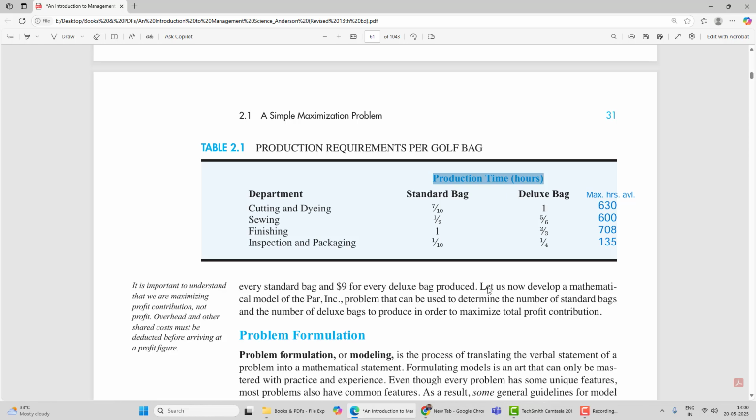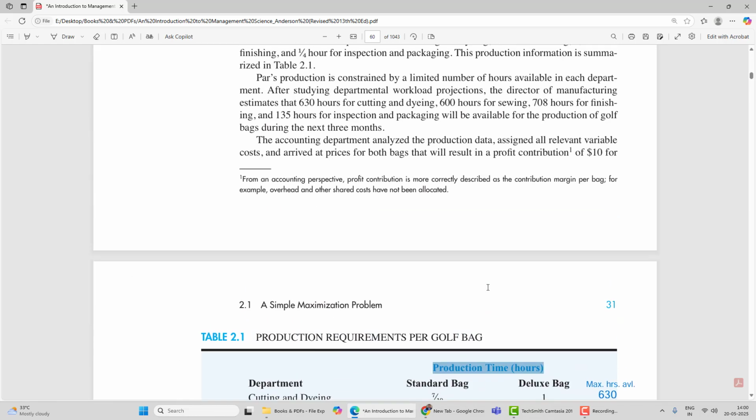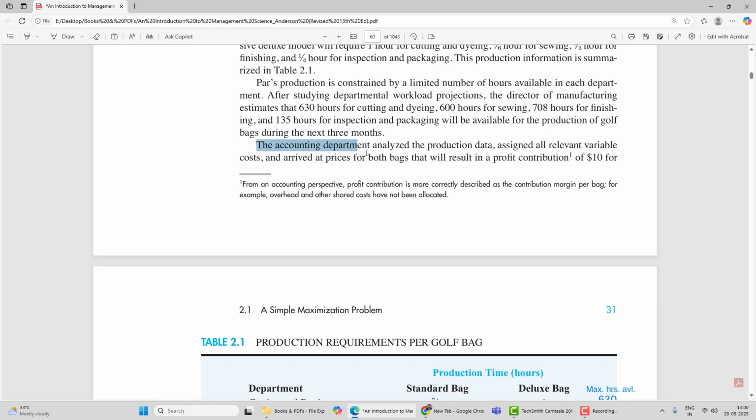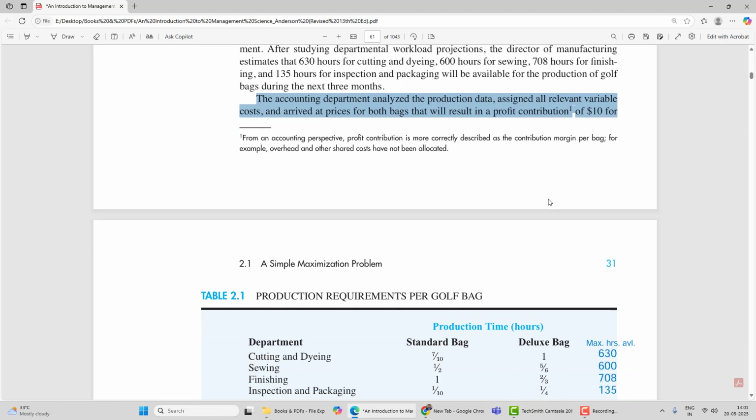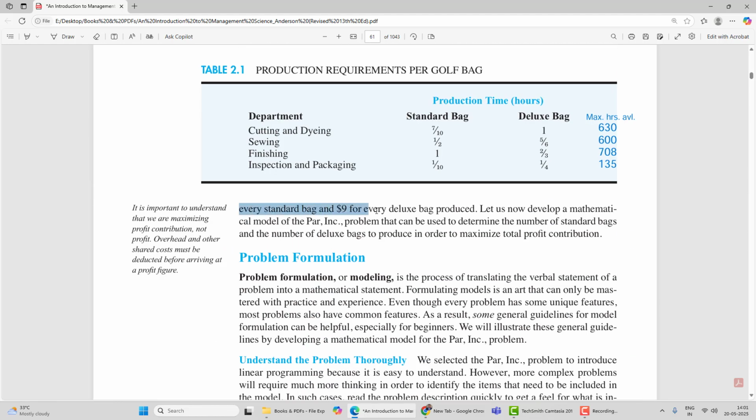Now, another piece of information they have given is about profitability. The accounting department analyzed the production data, assigned all relevant variable costs, and arrived at prices for both the bags. That results in a profit contribution of $10 for every standard bag and $9 for every deluxe bag produced. So this is your profit, right?